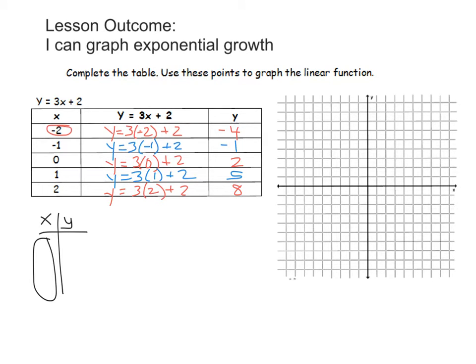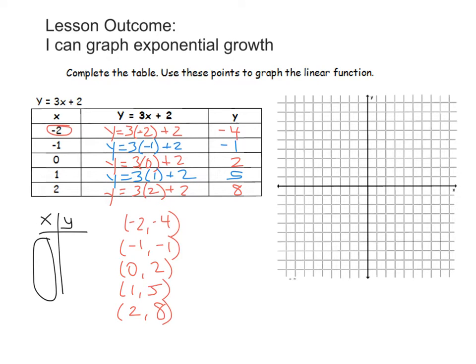Again, each of the x, y coordinate pairs that we're going to plot in the graph are found by looking at this x coordinate that correlates with this output. Input, output. So -2, -4. And then we had -1, -1, 0, 2, 1, 5, and 2, 8.